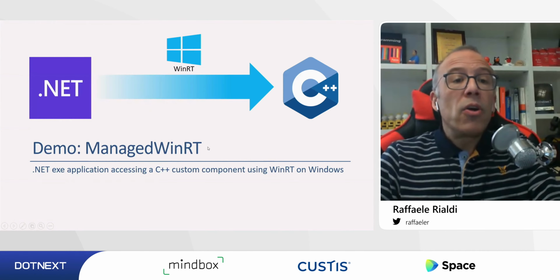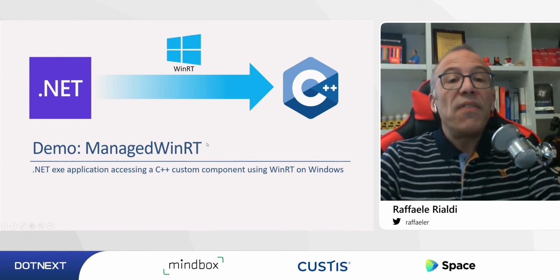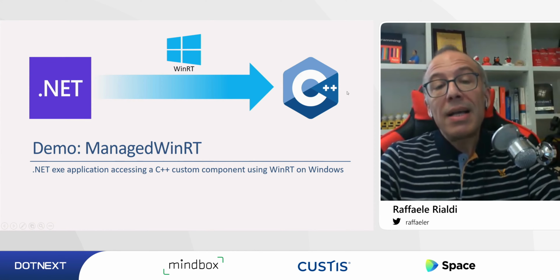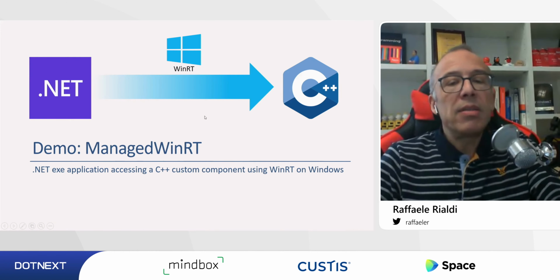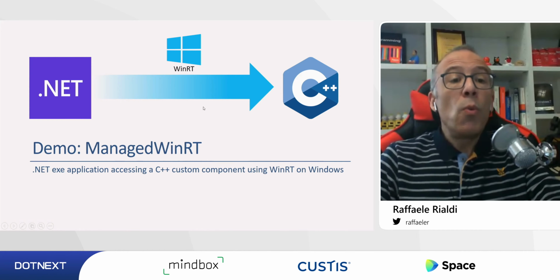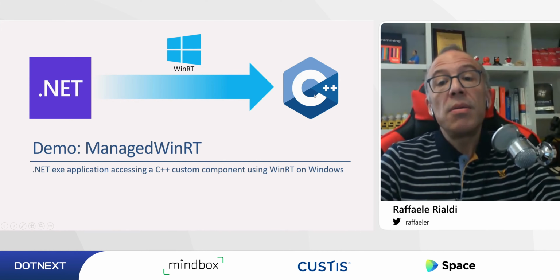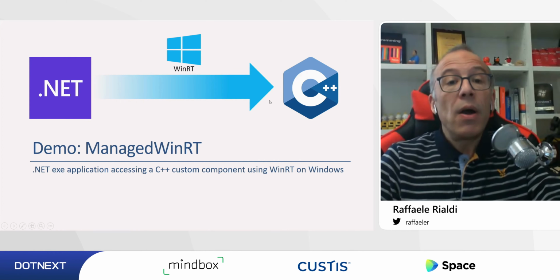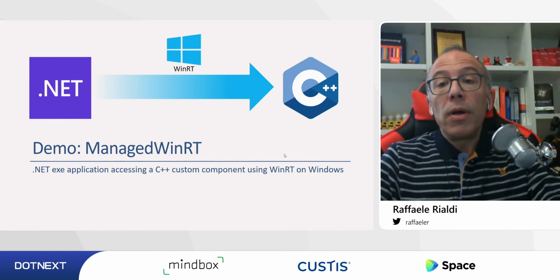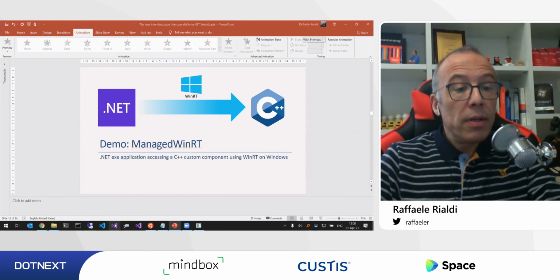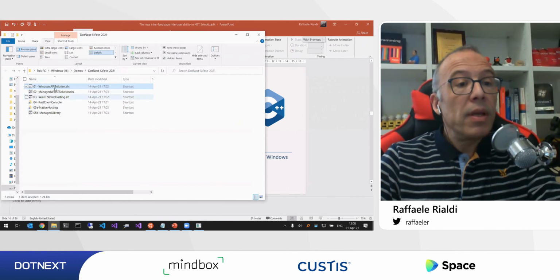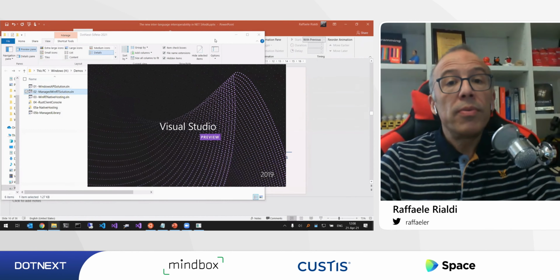And so now we are going to see a different perspective. We are using .NET to access C++ using WinRT. Of course, with PInvoke it doesn't make sense. You already know it. It's old stuff. But we want to use a custom component in C++ and access it via WinRT. And so we have to open another session of Visual Studio.